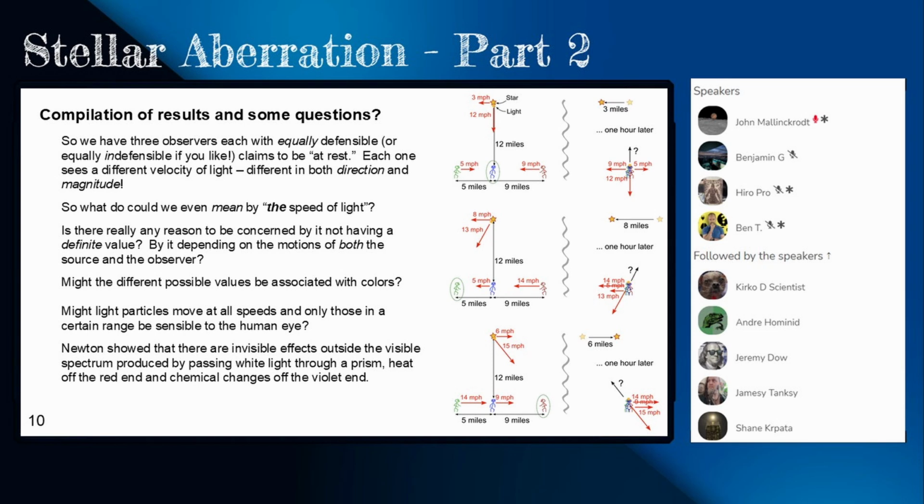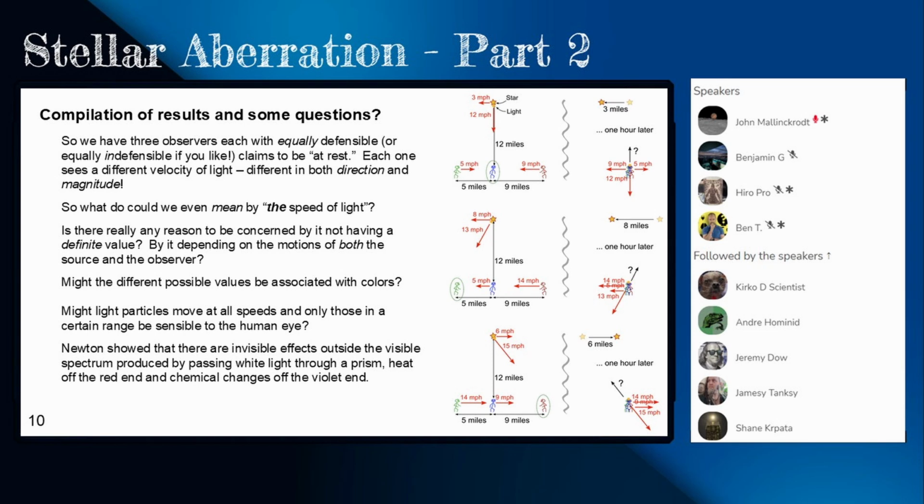We're kind of getting into the questions of slide 10 when we do this. So we have three observers, each with equally defensible, or equally indefensible, if you like, claims to be at rest. Each one sees a different velocity of light, different in both direction and magnitude. And it's just from this one star. If they were looking at different stars, they'd all see different velocities. If they were looking at a star that happened to be directly over the red guy's head at the initial time, they'd all get different results for that one as well.